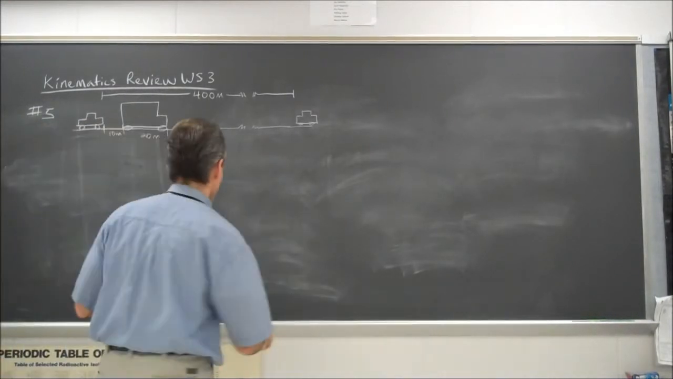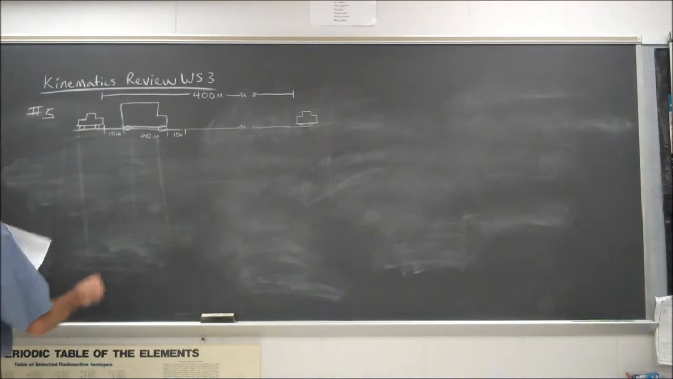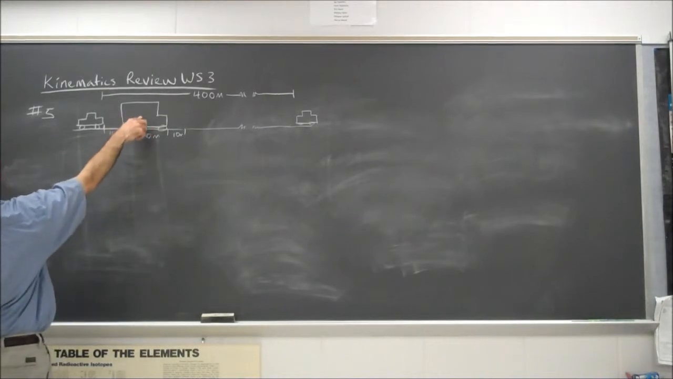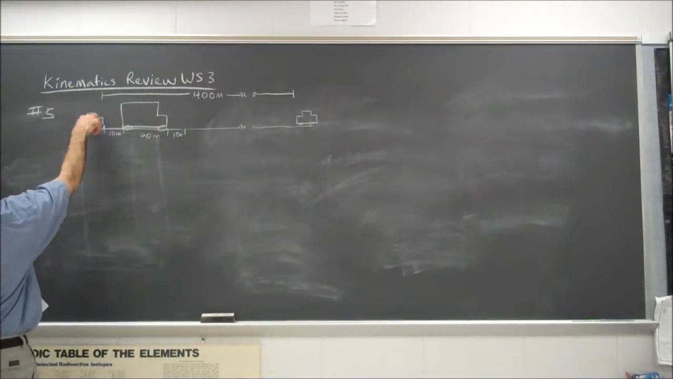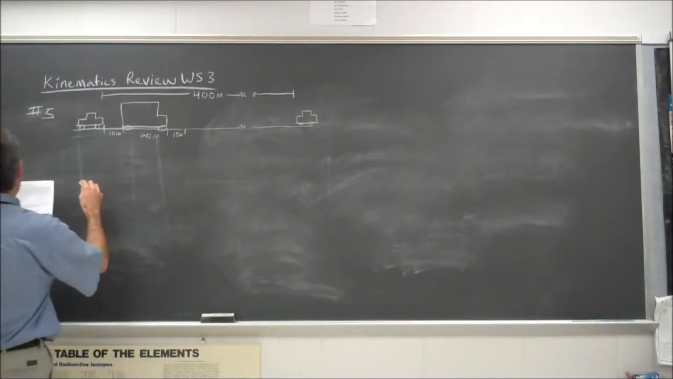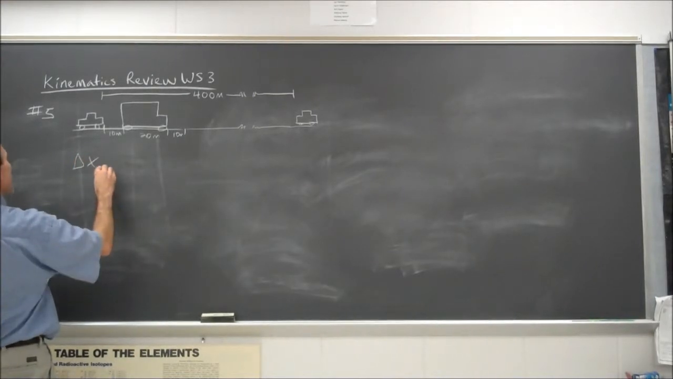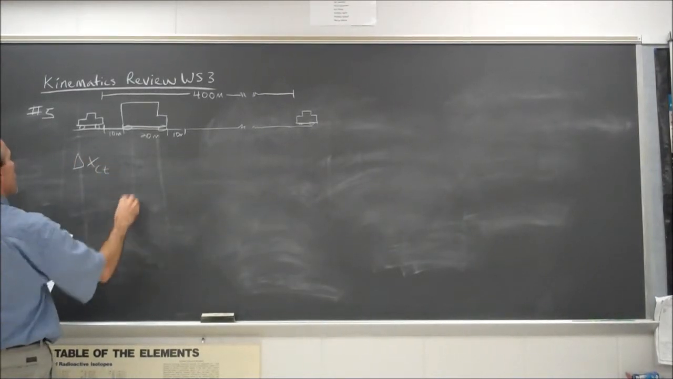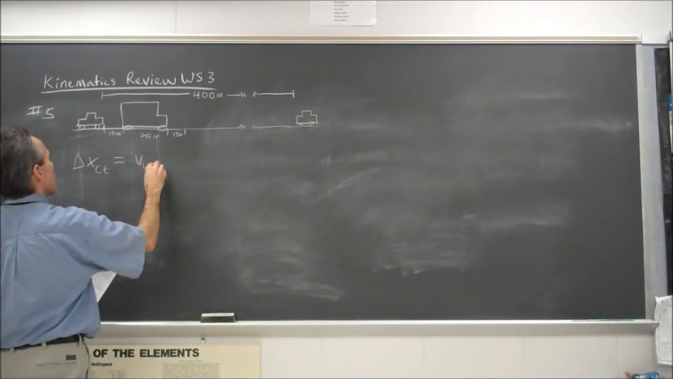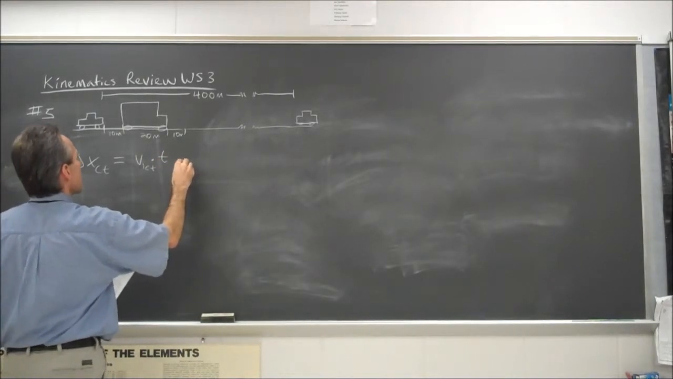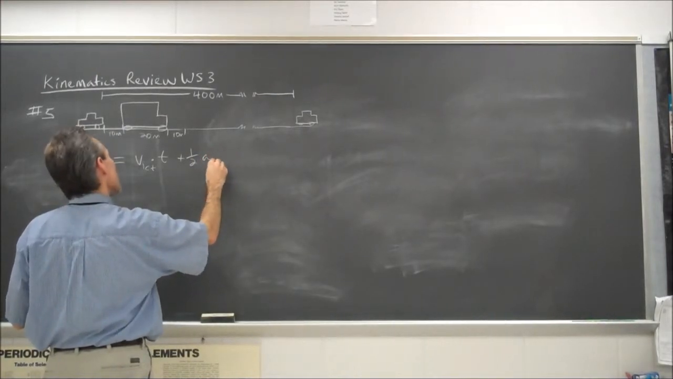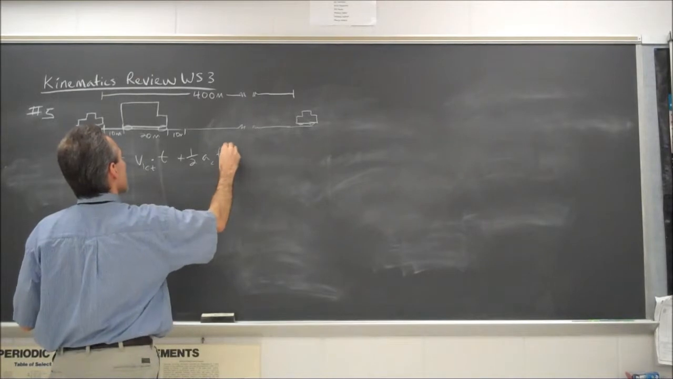Okay, so for this one, the speed of the car relative to the truck, if the truck's moving 25 meters per second and this is behind it, we're going to say that it's also 25 meters per second. So therefore, the displacement of the car relative to the truck will be equal to the initial velocity of the car with respect to the truck times time, plus 1/2 the acceleration of the car times time squared.